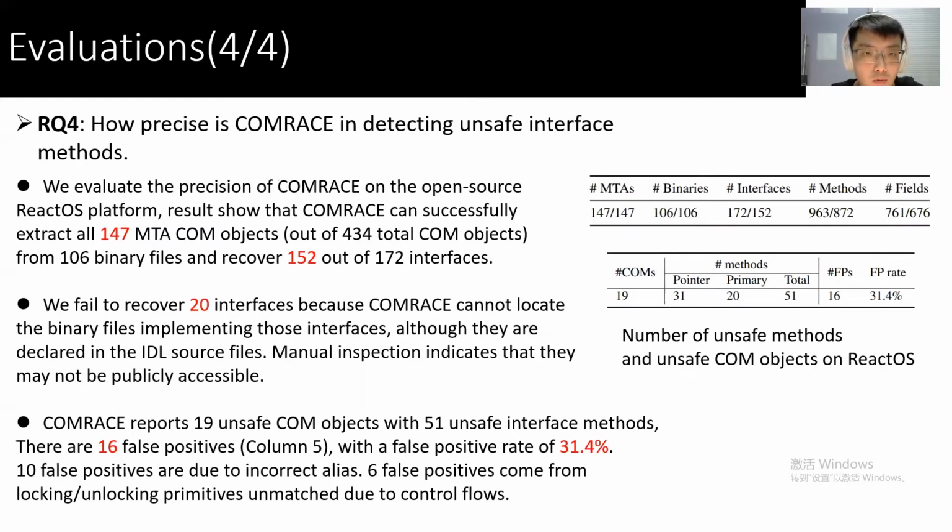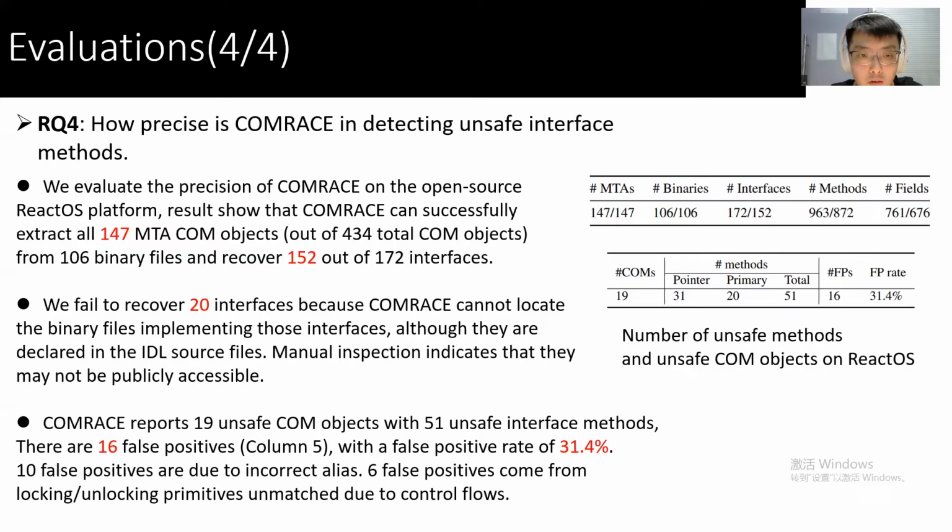Question 4. How precise is COMRace in detecting unsafe interface methods? We evaluate the precision of COMRace on the open source ReactOS platform. Results show that COMRace can successfully extract all 147 MTA COM objects out of 434 total COM objects from 100 binary files, and recover 152 out of 172 interfaces.